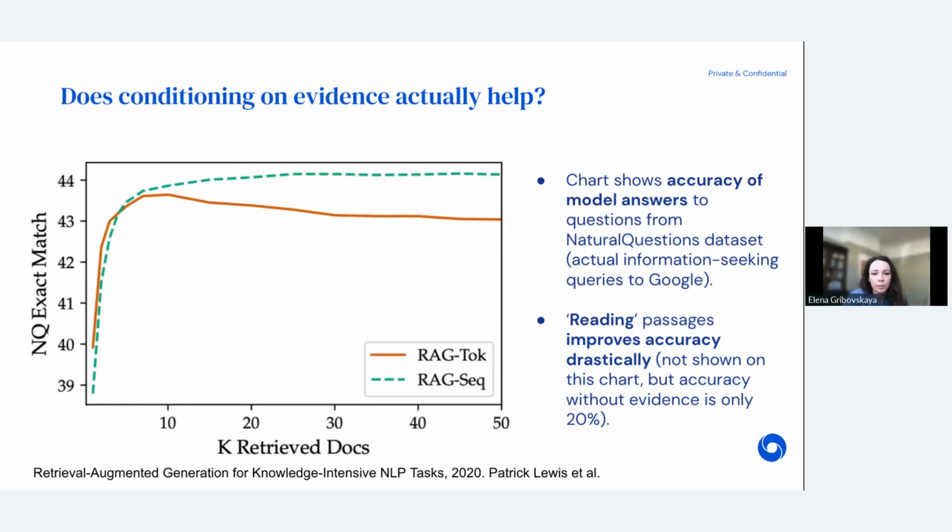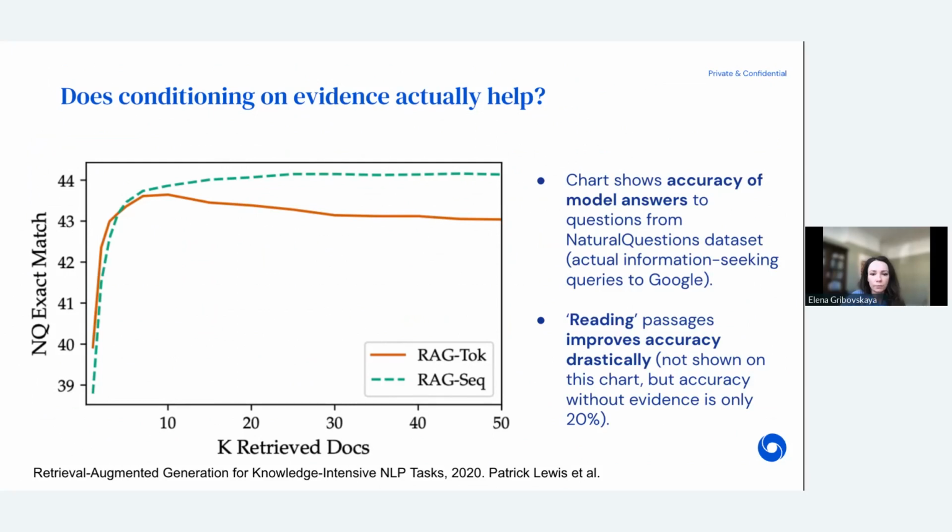The x-axis in this case is the number of retrieved documents. As you can see, first of all, the more documents the model is allowed to read, the better the performance is, until it plateaus after about 30-40 passages. Another thing to mention, and something that is not shown on this chart: without conditioning on evidence, the accuracy of a fine-tuned model on this task is only 20%. So reading even a single passage improves performance from 20% to 39%.